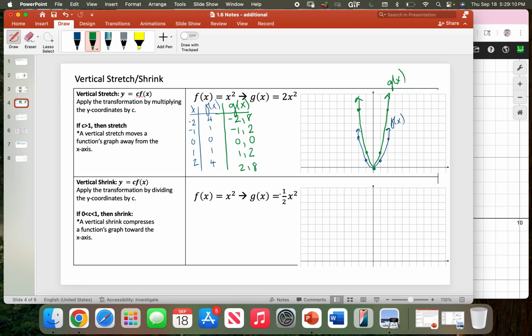For a c value that is between 0 and 1, so a fractional c value, this is going to be a vertical shrink. Here, we should expect that the parabola is going to get wider because the values are going to increase, but less quickly. They'll have a slower increase.